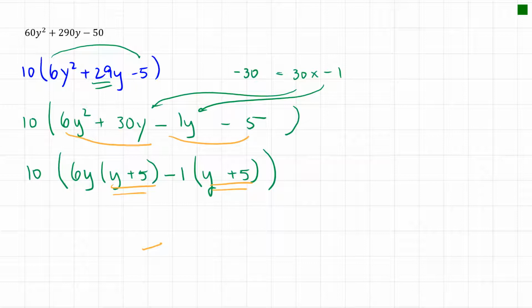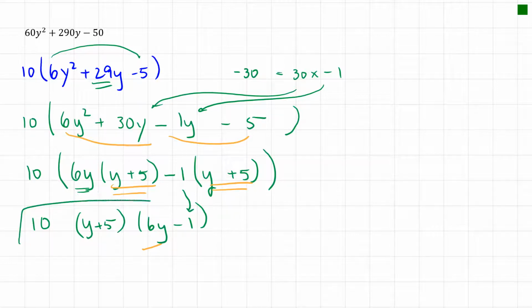So that means I can common factor again. The 10 is common, but so is the y plus 5. If I take it out of the first term, I'm left with 6y, and out of the second term, I'm left with a negative 1. There's the negative 1. And my final answer is three factors: the 10, y plus 5, and the 6y minus 1.